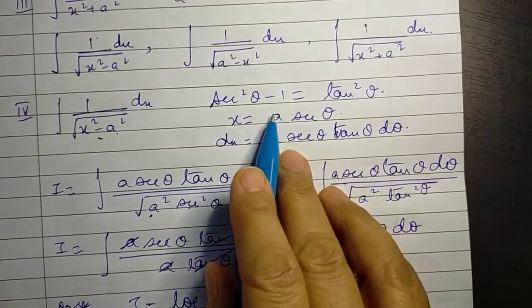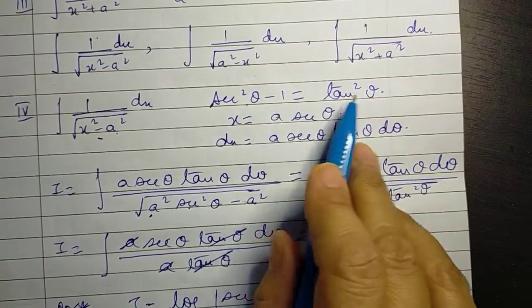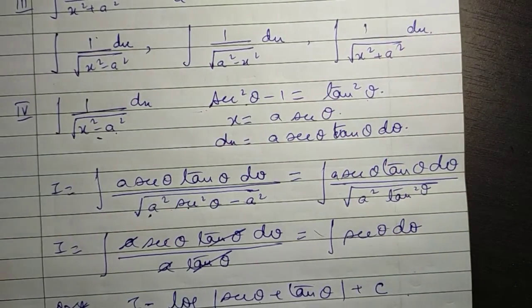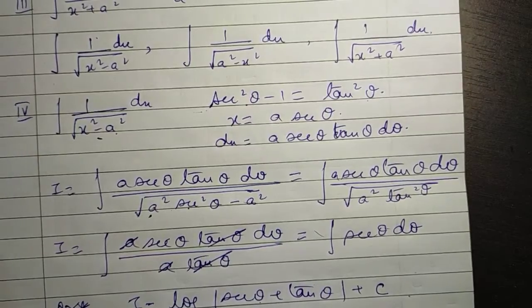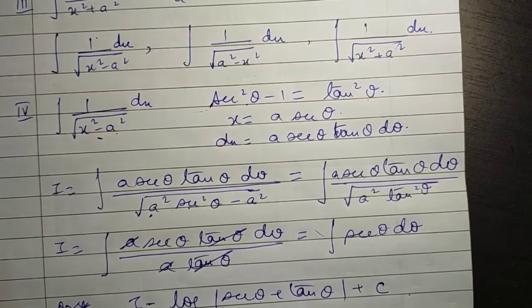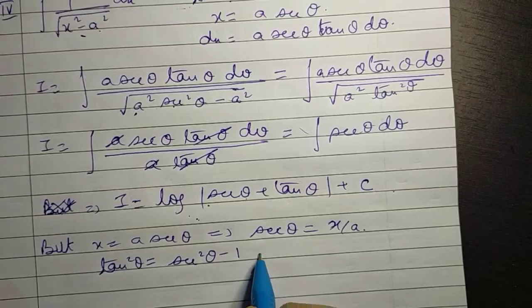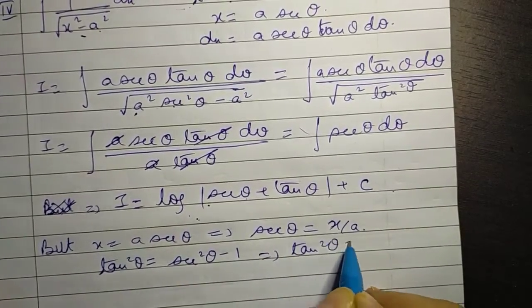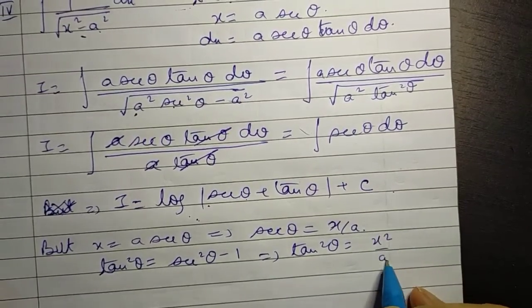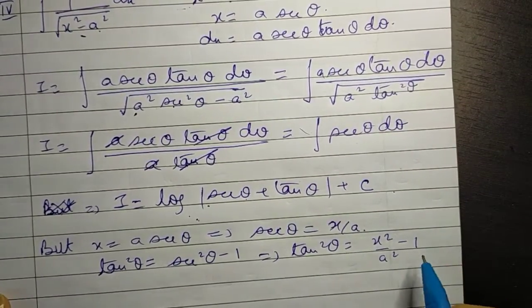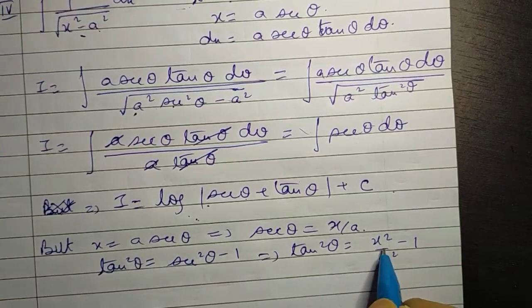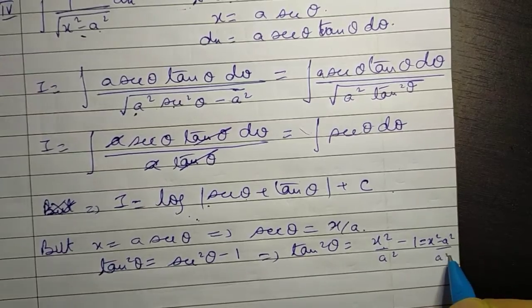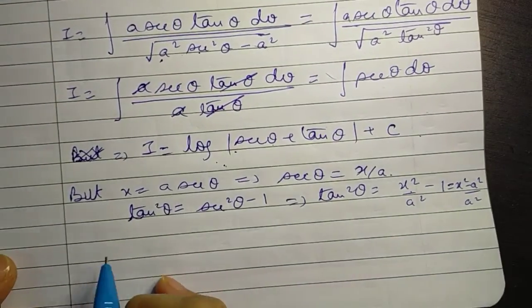So sec square theta is 1 plus tan square theta, or tan square theta is sec square theta minus 1. And this gives us tan square theta equal to x squared over a squared minus 1, which can be written as x squared minus a squared upon a squared. Now let's start substituting back.